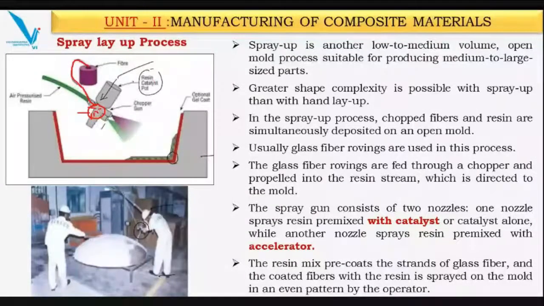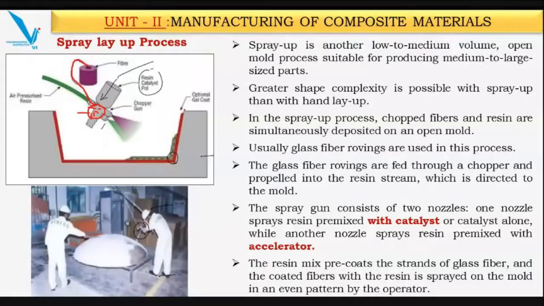At the same time, resin is fed from another input, where the resin and these short fibers are mixed together. Once this mixing is done, with the help of a nozzle, it is sprayed on the mold that you prepared. The mold is prepared similarly to hand layup, by applying the gel coating or releasing agents. Once the mold is prepared, you can just spray this mixture of resin as well as fibers, and you will get a layer of the composite material. You can just go on spraying.